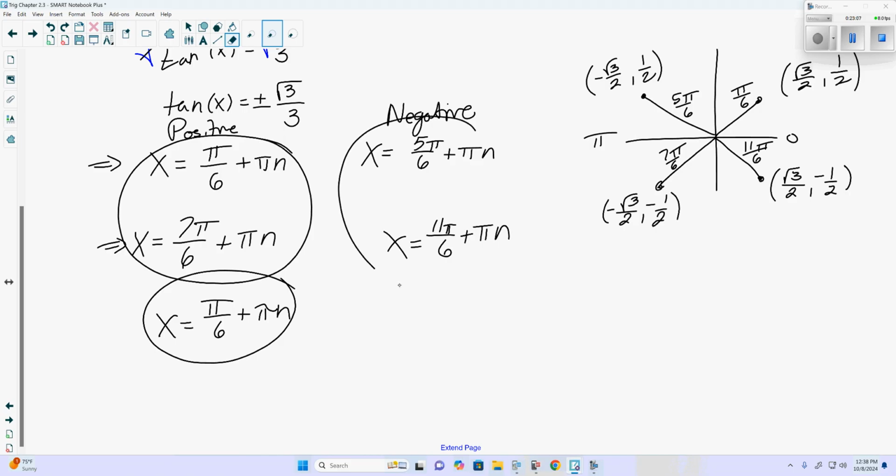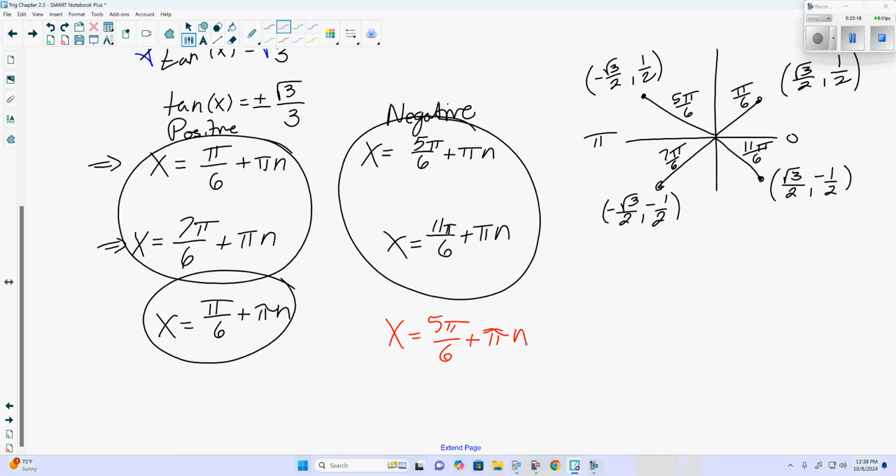The same thing is true with our negative case. Instead of having both, we can just have this as 5 pi over 6 plus pi n. Because the distance from here to here is pi. The distance from here to here is also pi. So we don't have to list it twice to get all of our angles. Questions on this here? We're ready to look at the next one.